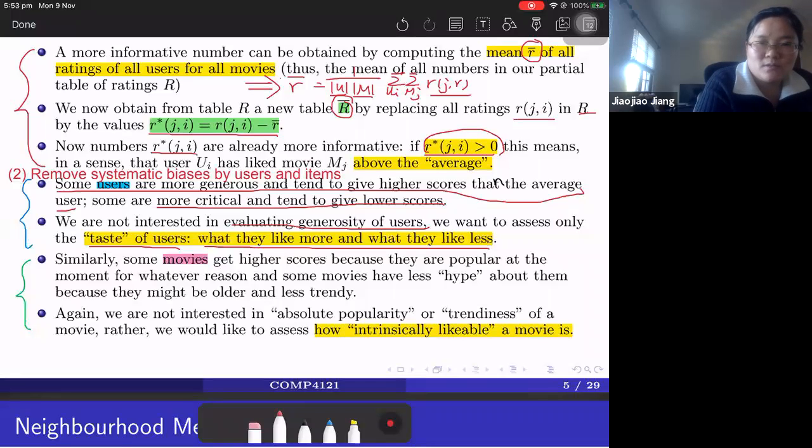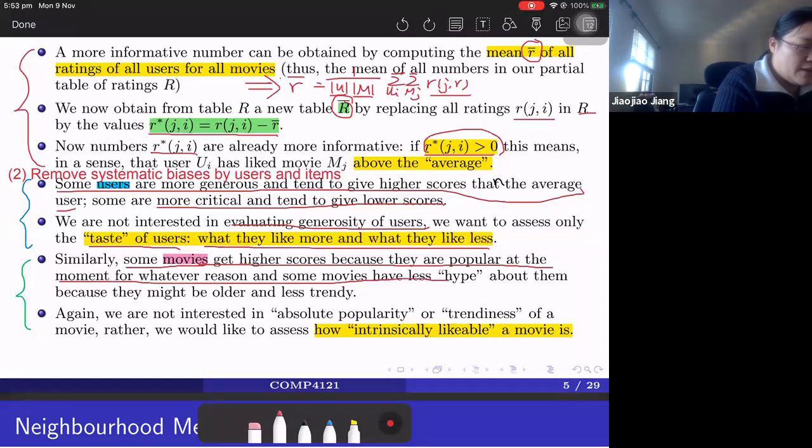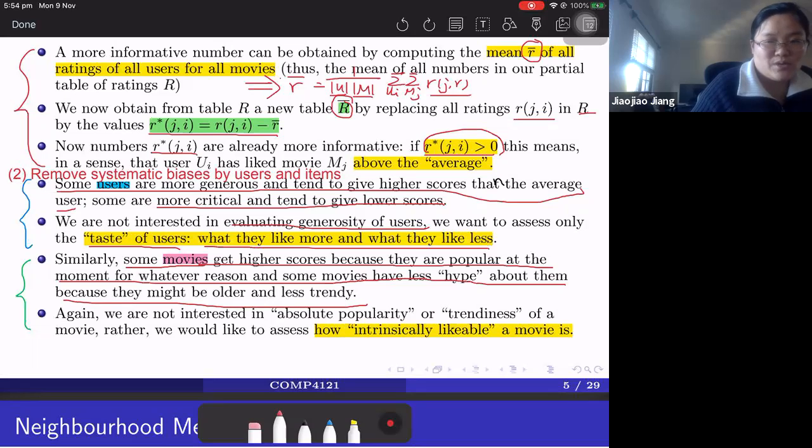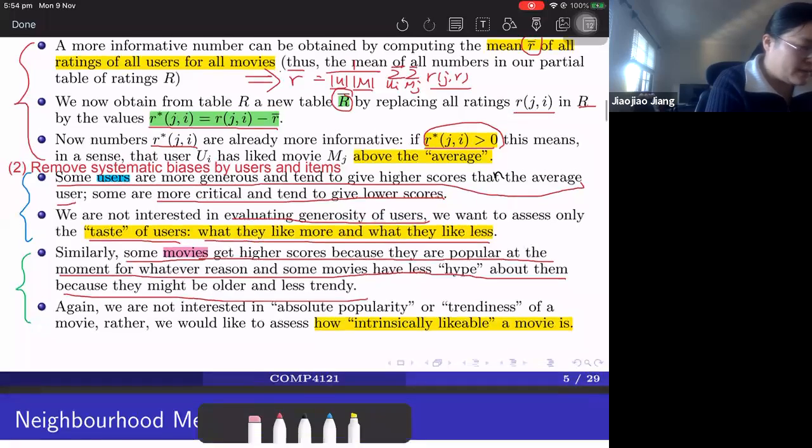So this is the systematic bias by users. And similarly, the systematic bias by items, which I highlight in pink. For movies, some movies get high scores because they're popular at the moment, and some movies have less hype because they might be older and less trendy. Again, for a recommender system, we are not interested in absolute popularity or trendiness of a movie. Rather, we would like to assess how intrinsically likable a movie is. So these are the systematic biases by users and items.